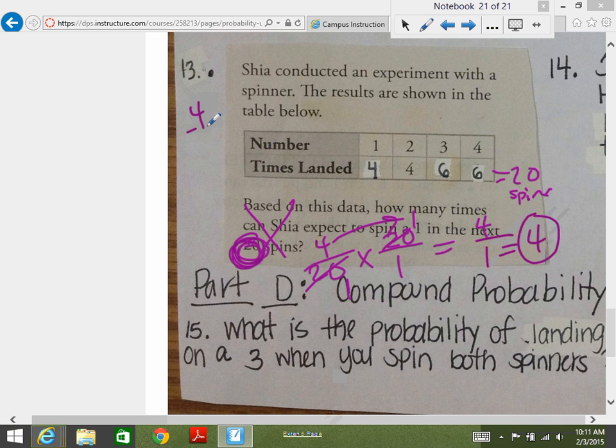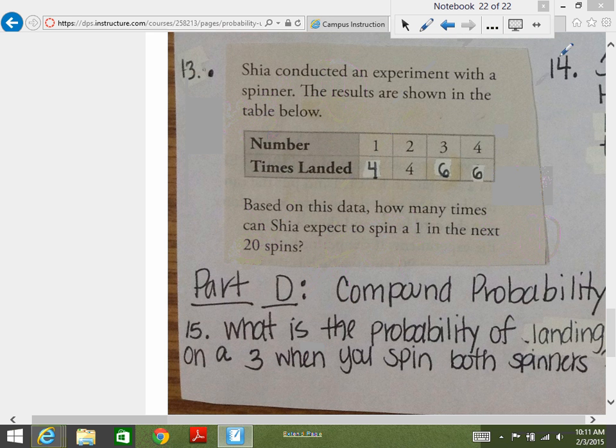Now, if you don't cross cancel, that would be 80 over 20. Cancel out a 0. 8 divided by 2 is 4. Same thing. So first, find the experimental probability. Once you get that, multiply it by how many times you're going to perform the experiment. Understand? Okay, let's go to the next question. 14.